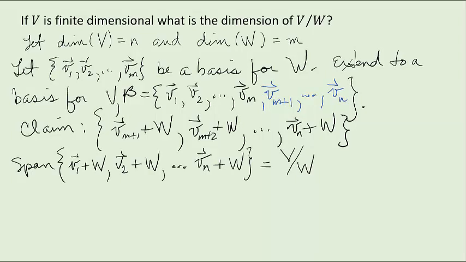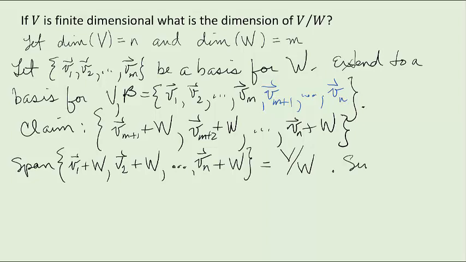Well, since beta spans the entire vector space, we know that V1 plus W, V2 plus W, all the way up to V sub n plus W certainly spans V mod W, because those are the vectors that span all of V. But remember that the V sub i's, where i is less than or equal to m, those are in W.